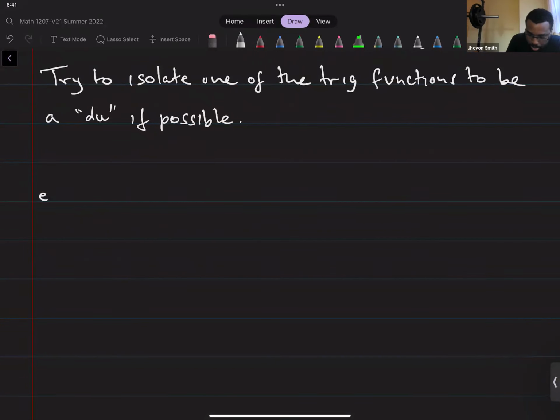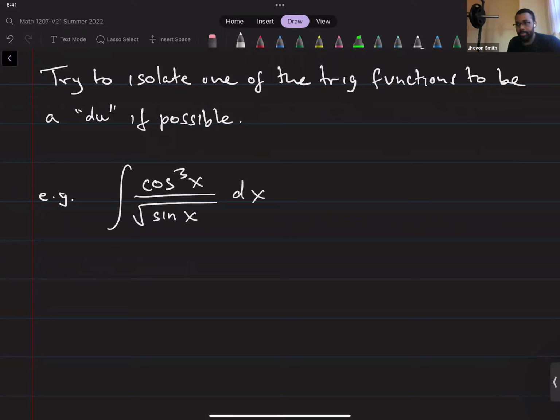So an example would be like this one, right? Let's say I have something like cosine cubed x over the square root of the sine of x. Okay. So here we're in a situation where we have non-integer powers for our trig function. For example, the sine function has a 1/2 power on it, right? It's not an integer. So it's not like I can get something nice in terms of the previous strategies.